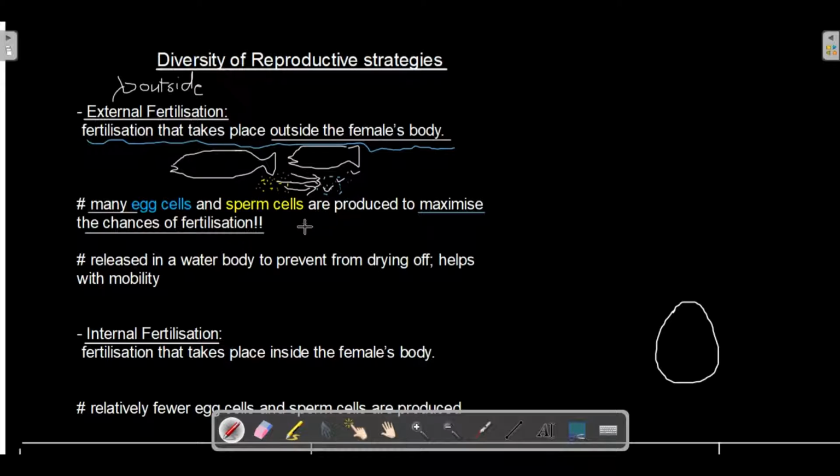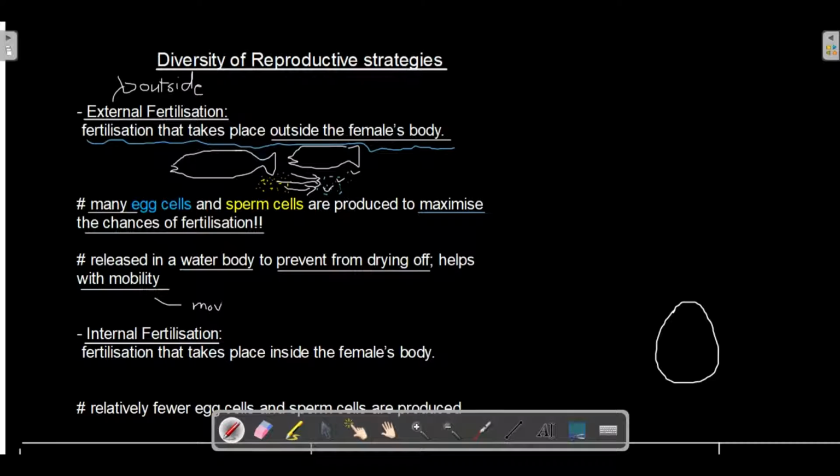And this is not happening on land, right? This is happening underwater. Okay, so it's happening in a water body. Can be the ocean, can be a river, can be a lake, so on and so on. But there has to be a water medium. So this is to prevent drying off. Okay, and it also helps with mobility. So mobility will mean movement.